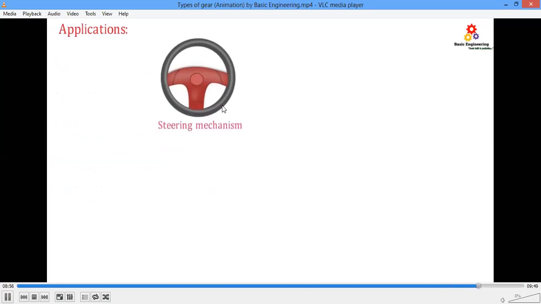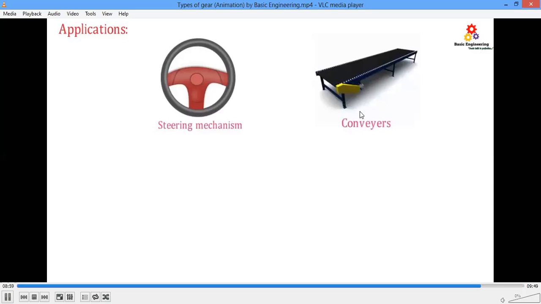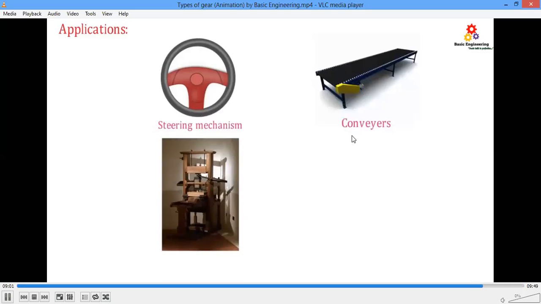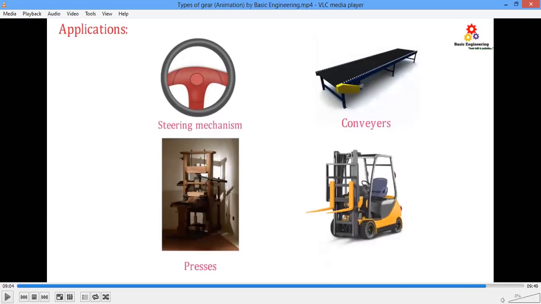The steering mechanism, yes, we use this. Again, in conveyor belts, in conveyors to transfer the material. In such places we use this. So that is about the animation of gear types.